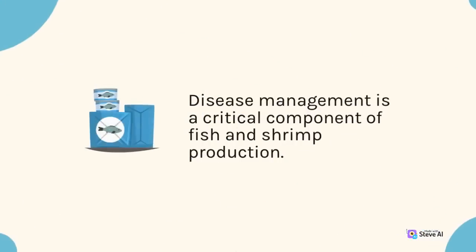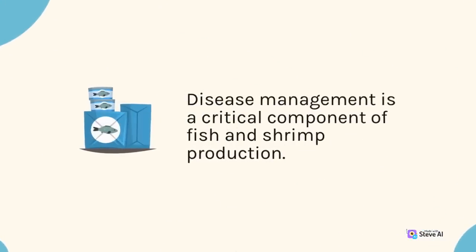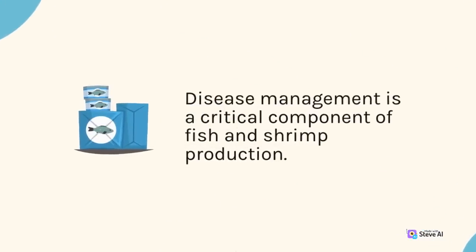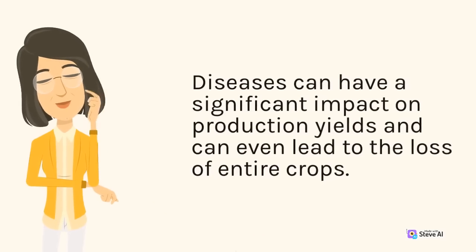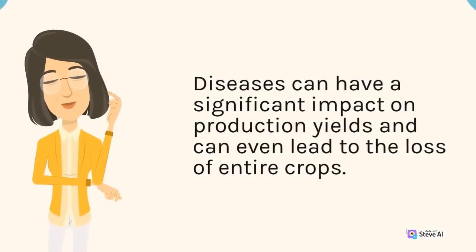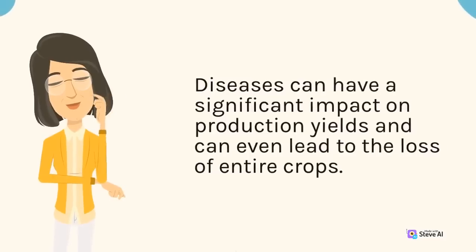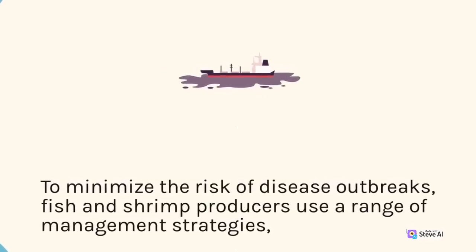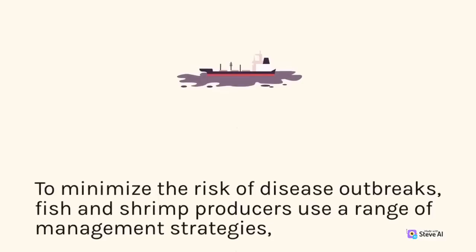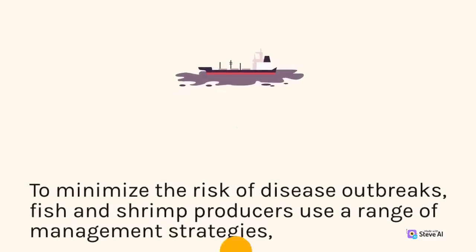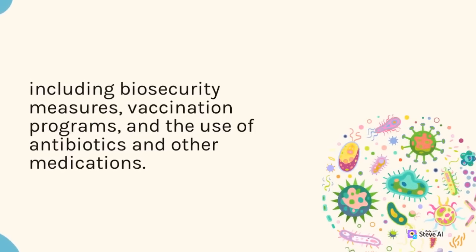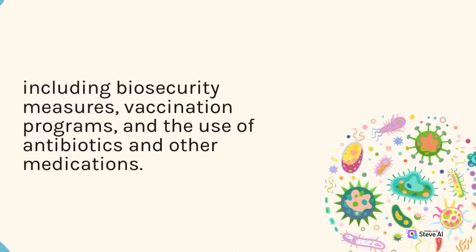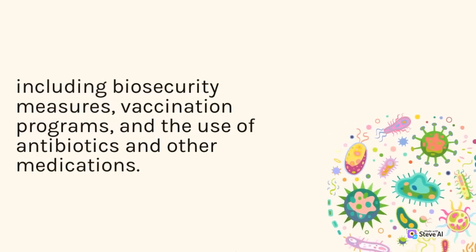Disease management is a critical component of fish and shrimp production. Diseases can have a significant impact on production yields and can even lead to the loss of entire crops. To minimize the risk of disease outbreaks, fish and shrimp producers use a range of management strategies, including biosecurity measures, vaccination programs, and the use of antibiotics and other medications.